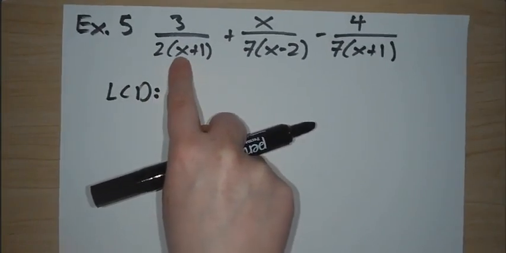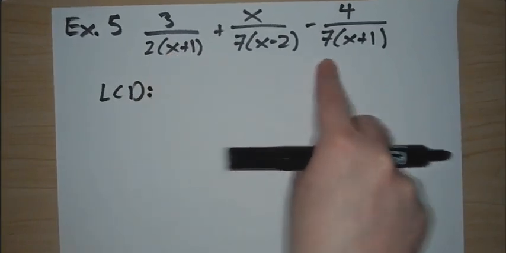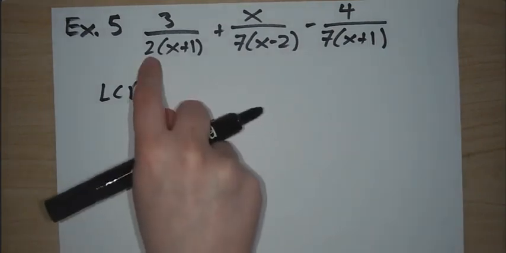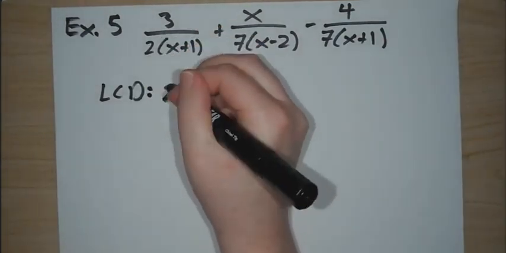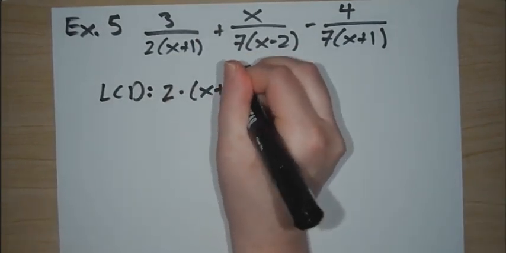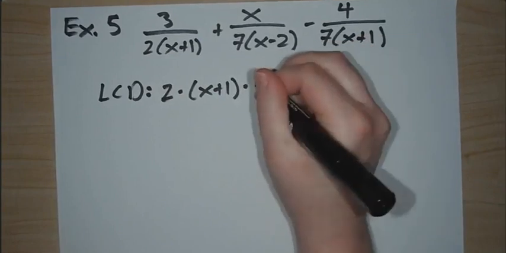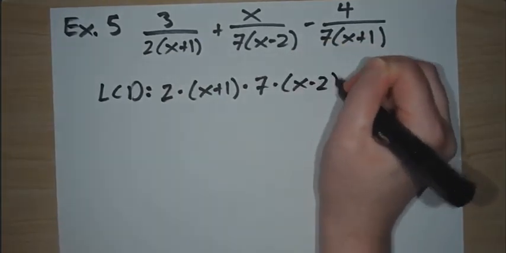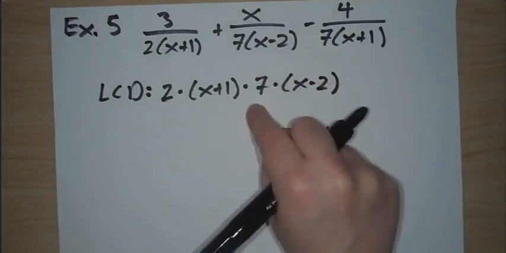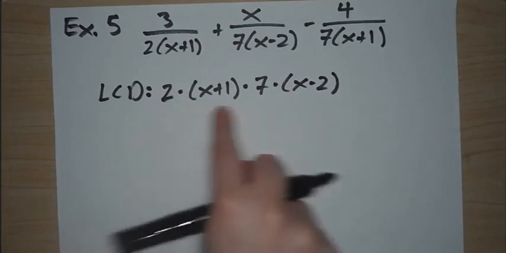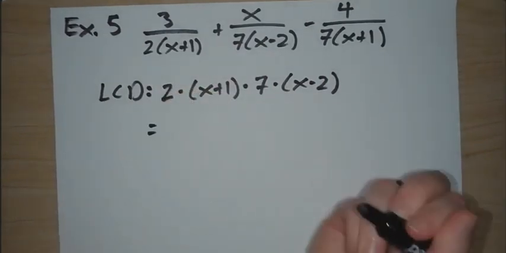So we're going to keep one of each unique factor, and each of those multiplied together will be our LCD. So here we have 2, which is unique. We have x plus 1. Here we have 7 and x minus 2. From here we already have 7, so we don't need to include it, and we already have x plus 1, so we don't need to include it. So this right here is our LCD.